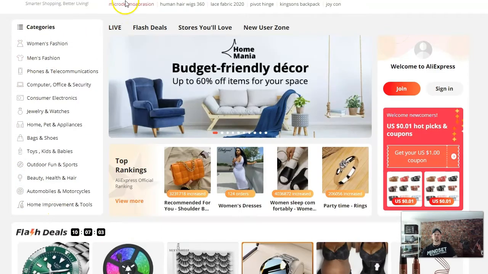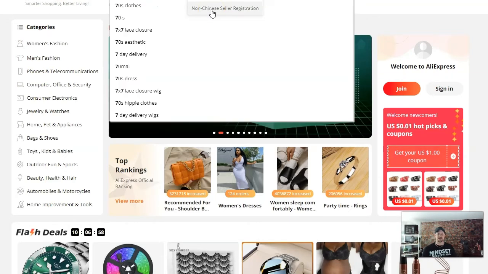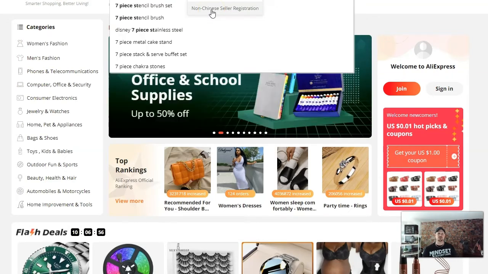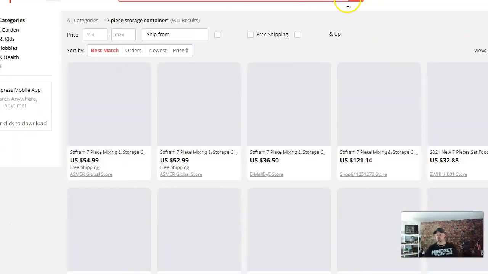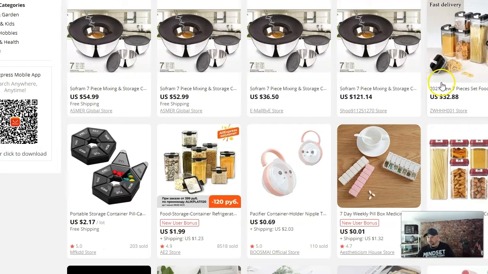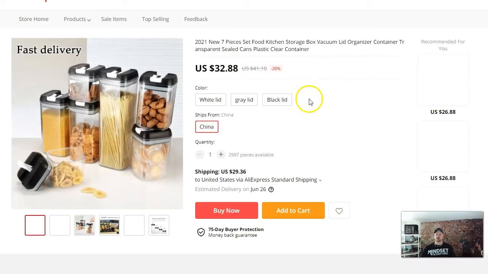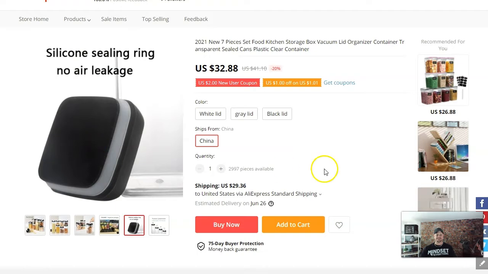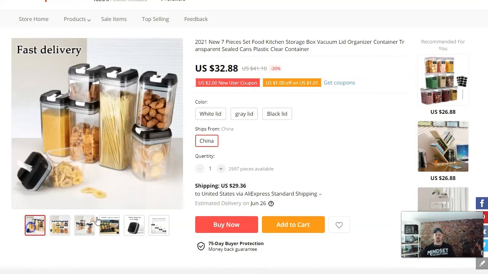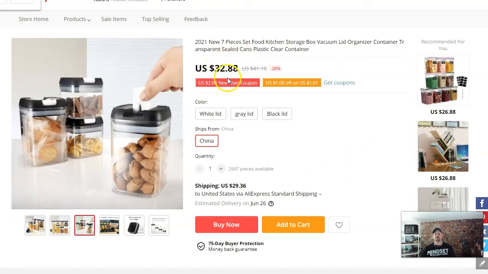All right, so anyway, I wanted to show you this AliExpress. You can come here, and what can we do? We'll type in that same product. 7-piece storage container, and we'll hit enter. I bet you they're going to have the exact same product. All right, so that looks like it right there. 7-piece storage food container. That's pretty much it. Let's click on it. And you can see right here, look at the difference. This is very similar. I don't know if it's exact, but it's pretty darn near close. And we're looking at $32.88. And that would be your price if you were drop shipping.